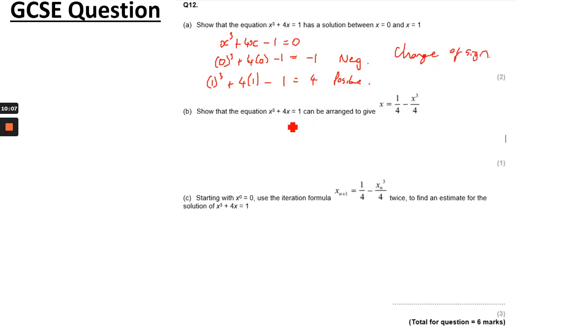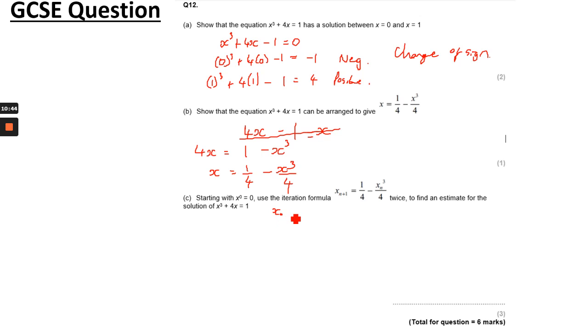This one, if we subtract x cubed from both sides, 4x minus 1 is equal to minus x cubed. What have I done there? So we want 4x is equal to 1 minus x cubed, and then I can divide both sides by 4. So 1 over 4 minus x cubed over 4. And then that's the iterative formula. Find an estimate for the solution of that.